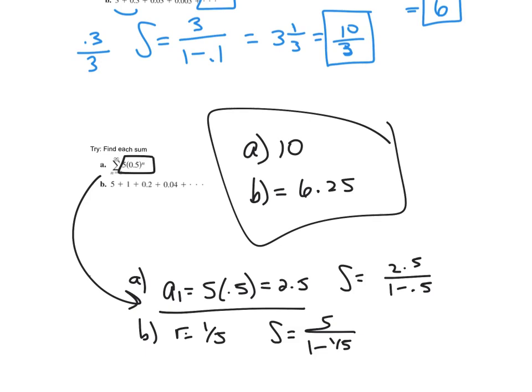And then for letter B, you had to figure out your ratio. It's 1/5 because you could just do your second term divided by your first. It works the same as if you did 0.2 divided by 1, so you get the same answer. It's because 1/5 is 0.2. Your first term was 5, so you end up with 6.25 when you divide that out.